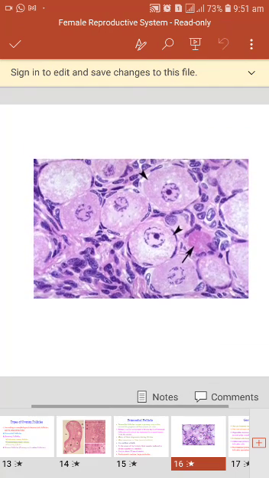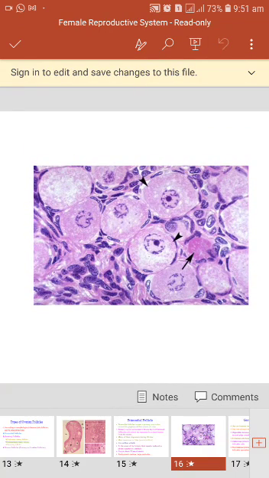This is the diagram showing the primordial follicle. With the arrow, you can see the simple flattened epithelium, and inside is the primary oocyte with the euchromatic nucleus and the prominent nucleolus.